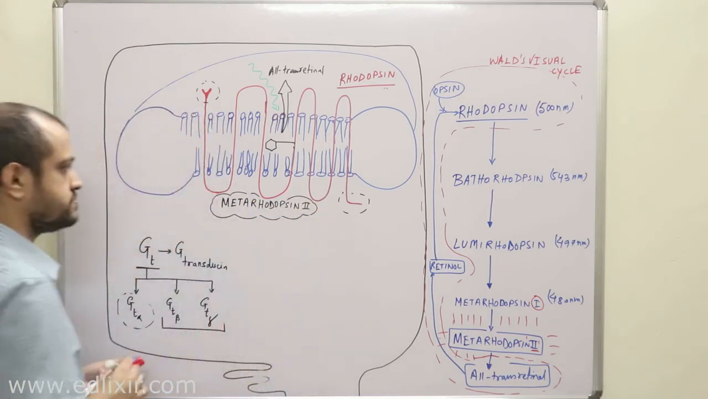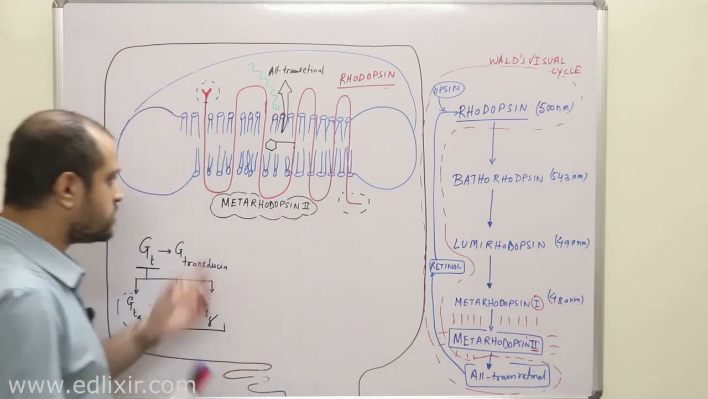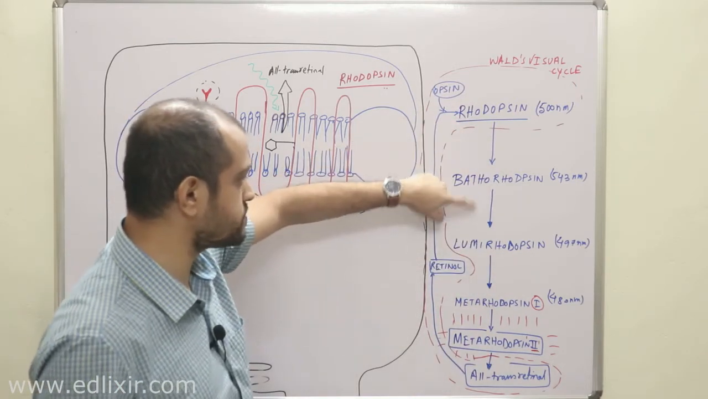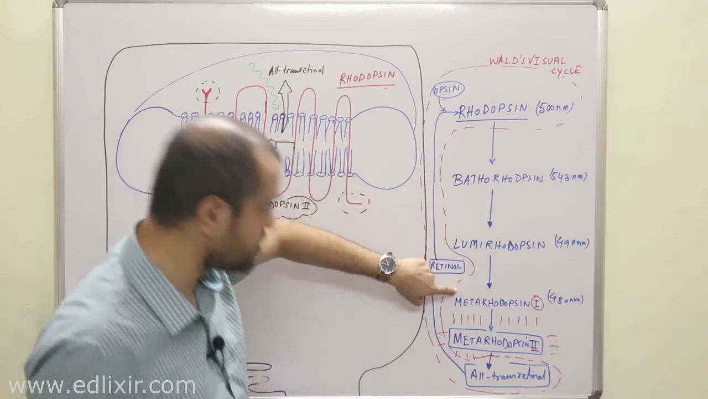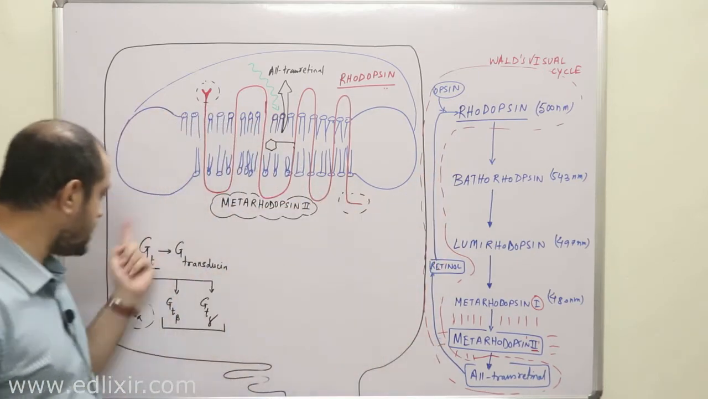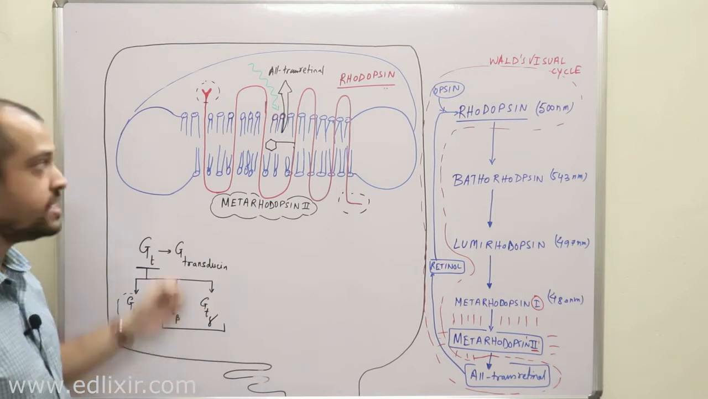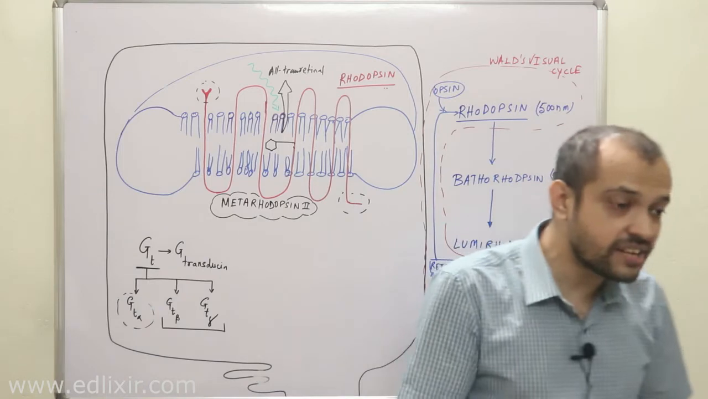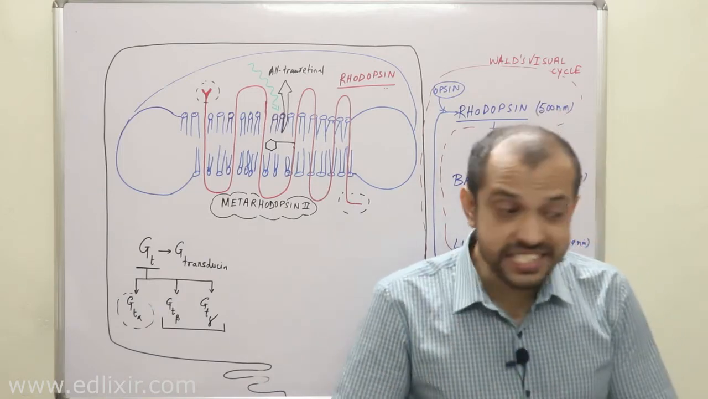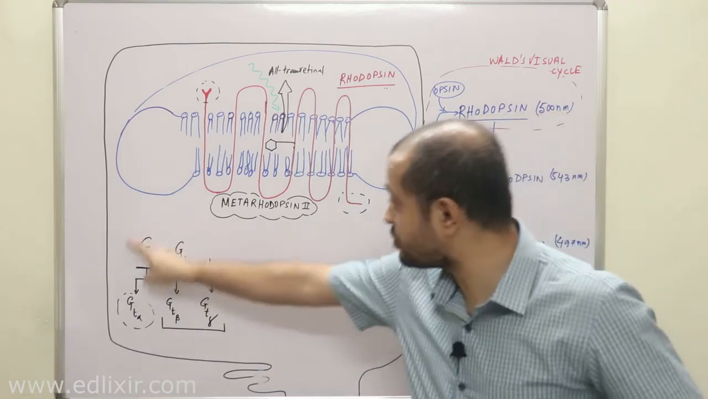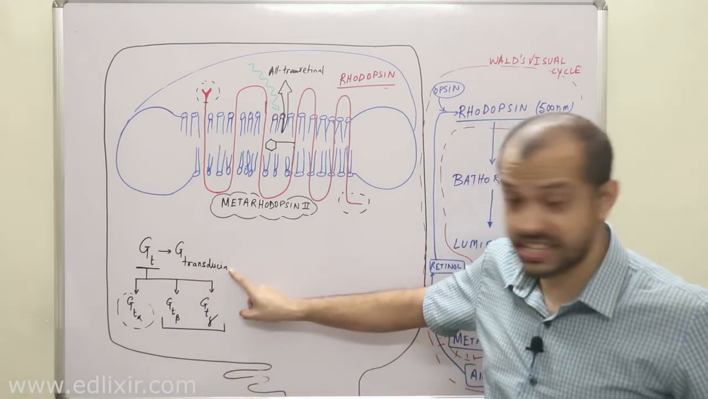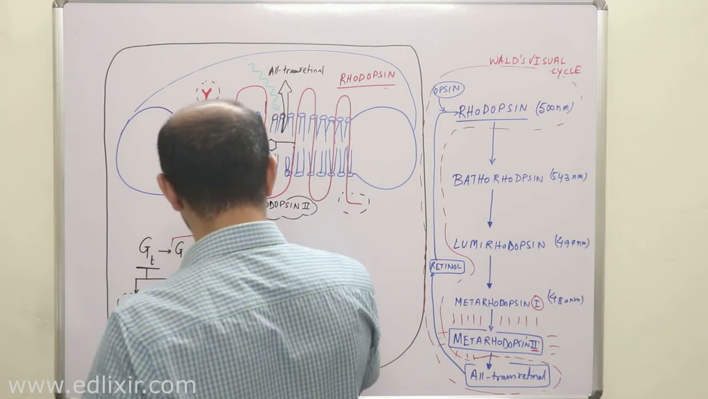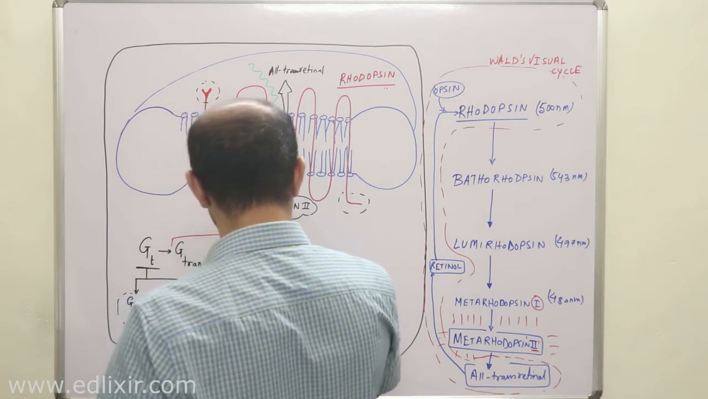This is meta-rhodopsin 2. Out of all the rhodopsin forms, that is rhodopsin itself, batho-rhodopsin, lumi-rhodopsin, and meta-rhodopsin 1, only meta-rhodopsin 2 can actually activate the G protein. Clear? Rhodopsin is a G protein coupled receptor, but rhodopsin itself cannot activate the G protein, or G transducin. G transducin is a type of G protein.